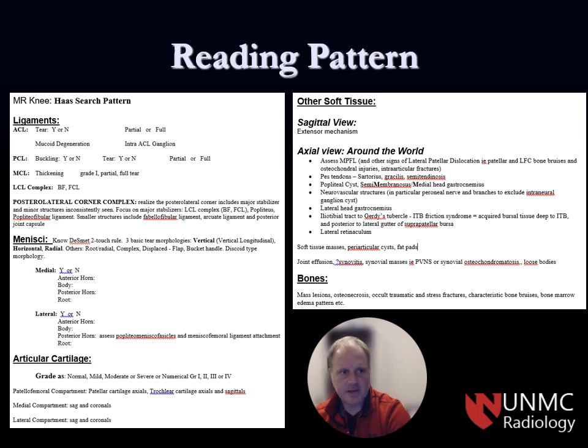Here's the reading pattern document. It's a fairly extensive sheet of things to look at. It's subdivided into the sections of ligaments, menisci, articular cartilage, and then I have other, which comes down to how I approach things and look at a sagittal view to look at the extensor mechanism, and then go on my axials to do an around the world checklist of where I'm going around the knee to look at various structures. And then finally I finish up with the bones.